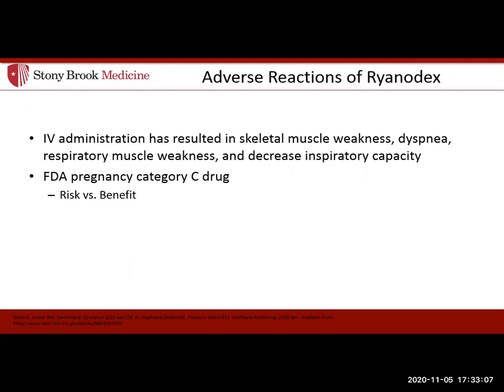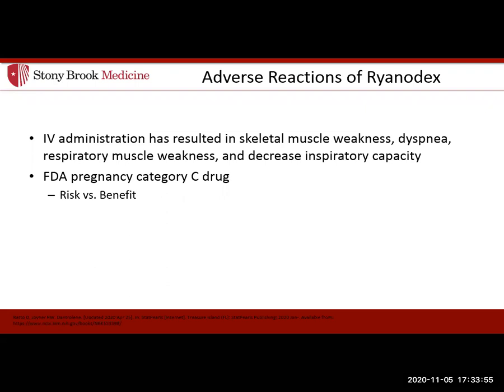Just to point out, though, that there are some adverse reactions that have been seen with Ryanodex. These include skeletal muscle weakness, dyspnea, respiratory muscle weakness, as well as decreasing inspiratory capacity. Now, this also kind of goes into the risk versus benefit of giving Ryanodex. Because we know that the administration of early Ryanodex has better outcomes for our patients, you need to take into account the fact that the side effects of Ryanodex compared to the progression of MH are not nearly as bad. So if a patient is suspected to have MH, according to that mHouse organization that I mentioned earlier, their recommendation is to administer this medication as soon as possible.